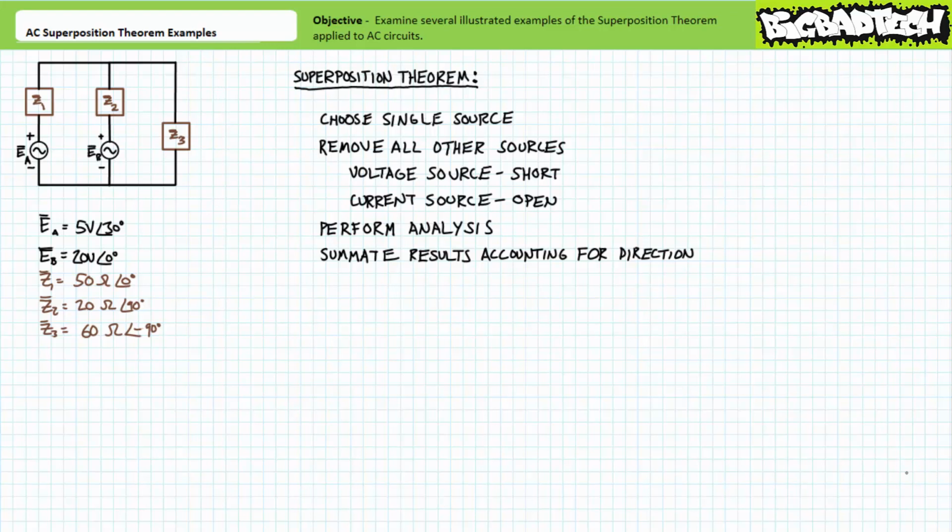I'm your instructor, Jim Pytel, and today's topic of discussion is the superposition theorem as applied to AC circuits. Our objective is to examine several illustrated examples of the superposition theorem.